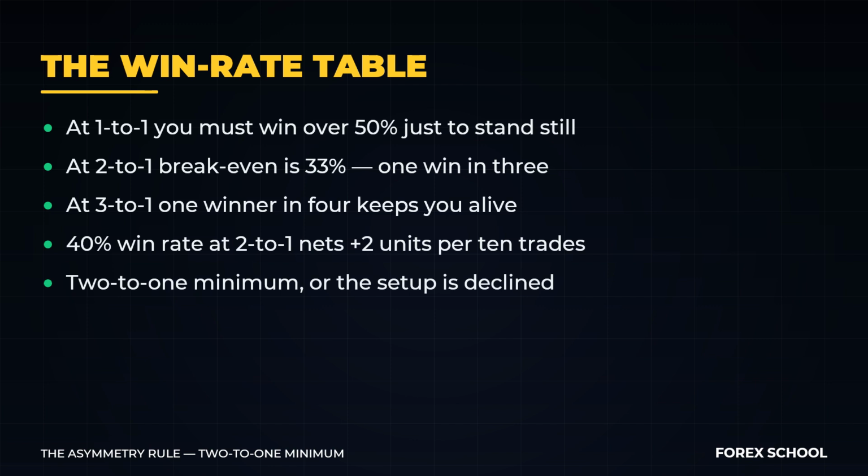Now run 10 trades at 2 to 1 with a 40% win rate. 4 winners earn 8 units of risk, 6 losers cost 6, you finish 2 units ahead while losing most of your trades. That is why this framework declines any setup that cannot reach twice its risk before running into obvious structure. Asymmetry buys forgiveness for being wrong, and forgiveness is what a learning trader needs more than anything else.